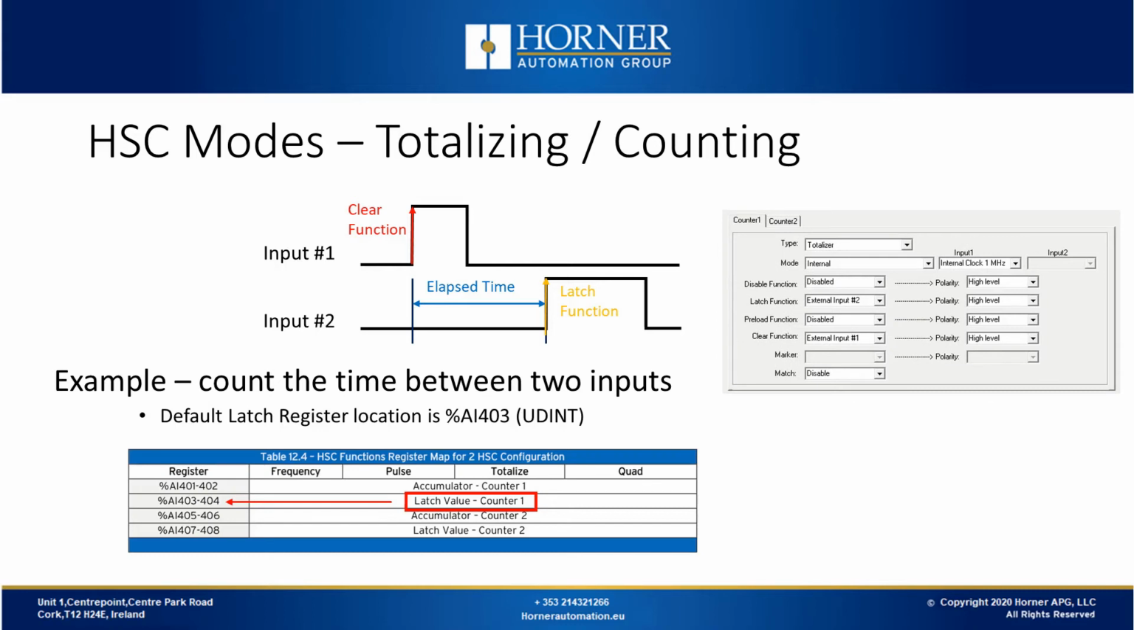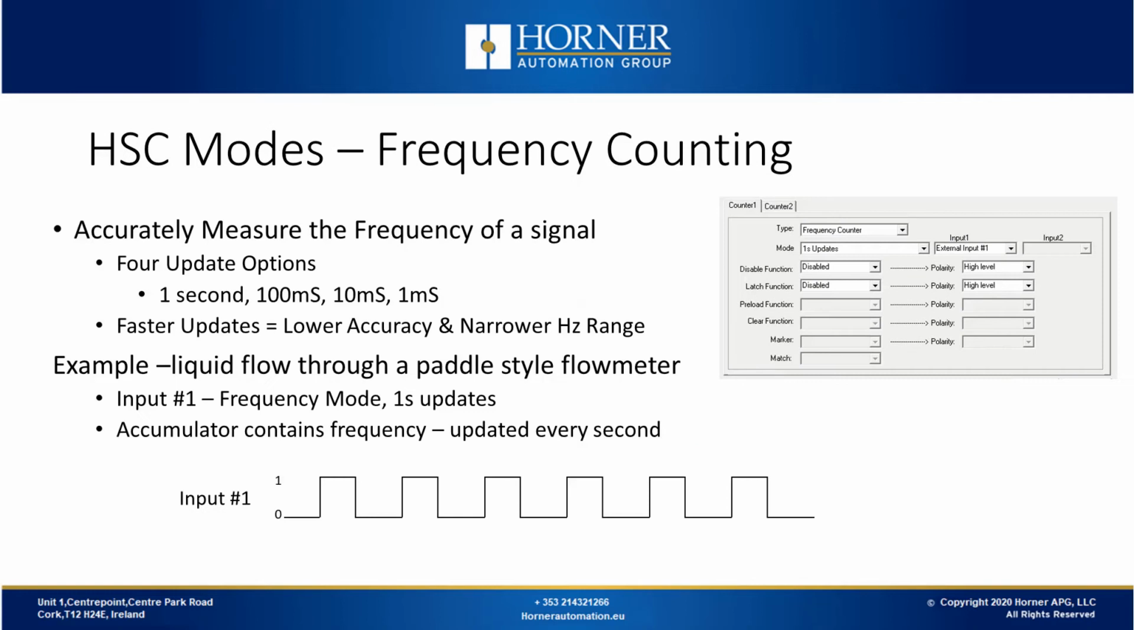The last value is the device word register, right after the accumulator for each counter. I'm using an XL4 high-speed counter for these specific examples. Let's talk about frequency counting.